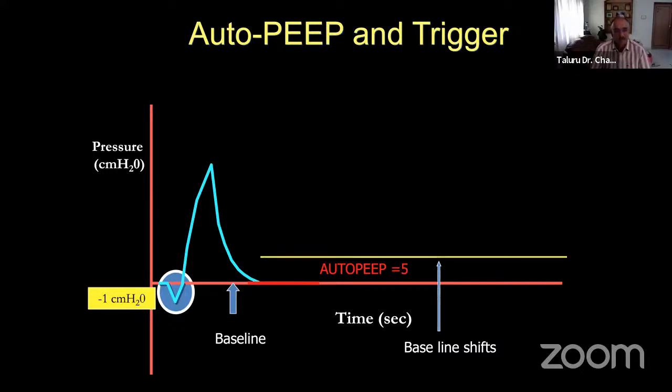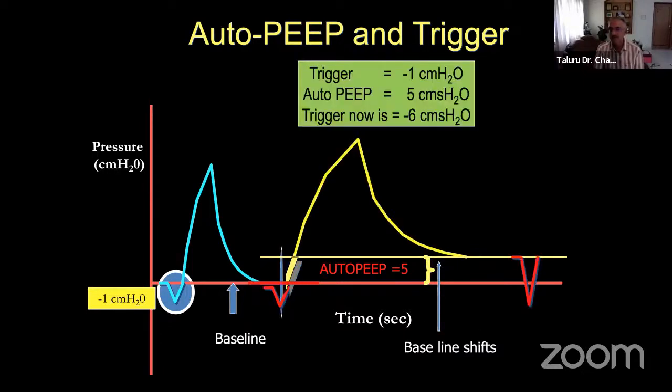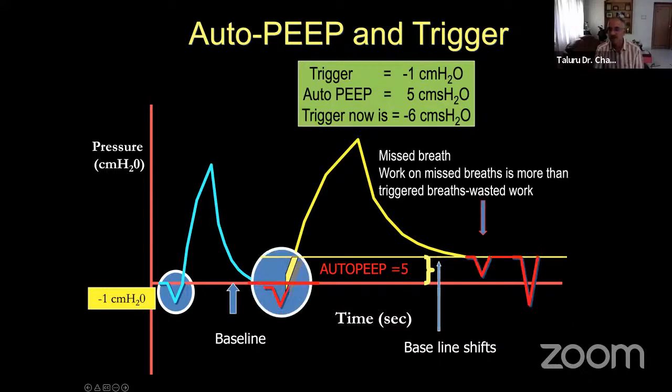Can somebody type? Yes. Minus 6 centimeters. Perfect. So, minus 6 centimeters. Is it good or bad? It is definitely not good. See, that much he has to generate. He may not generate it every time. See, he has generated here, but he has not generated here. So, there are a lot of missed breaths.